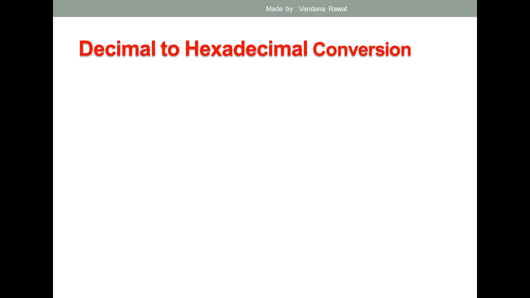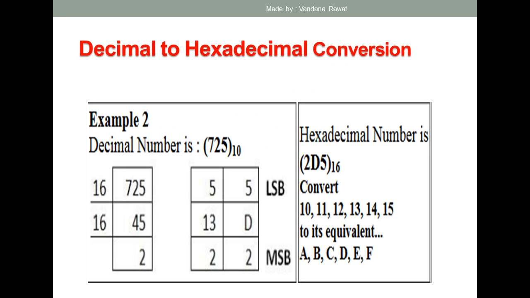Now come to the next example. For example, this is one decimal number, 725, which is divided by 16. So what will you get? You will get 5 in the remainder part. Then after that you will divide this 45 by 16, so 16 twos are 32, that means you are getting 13.